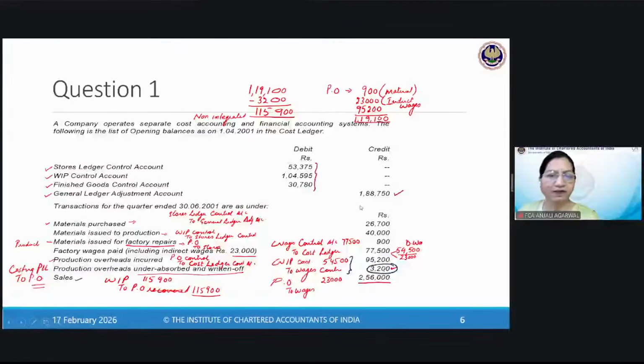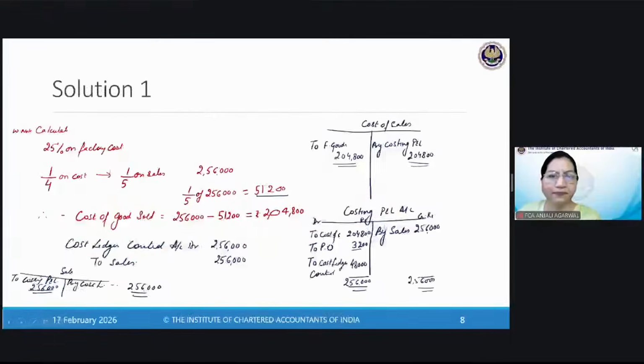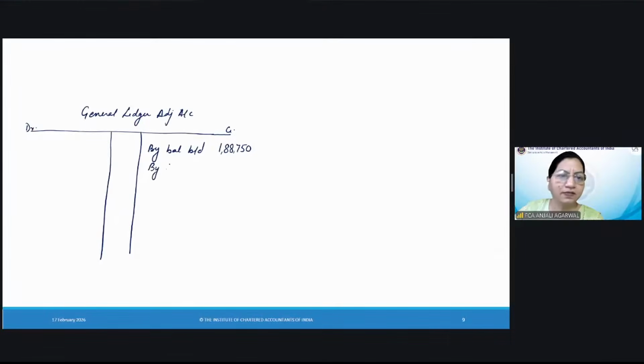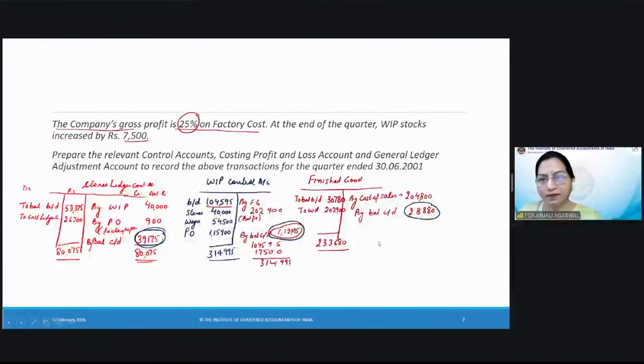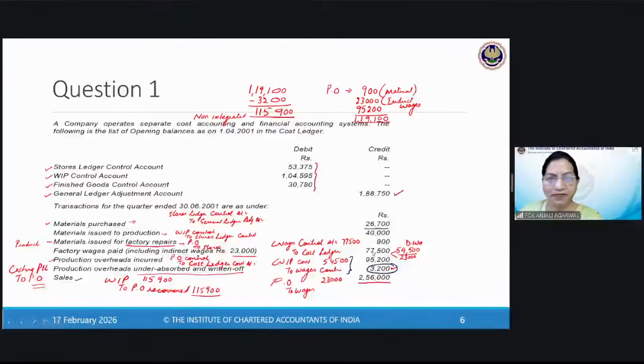Okay. Now, whenever you have incurred any expenditure, you have credited the general ledger adjustment account. So first you purchased raw material 26,700 by stores ledger 26,700. Then you have incurred wages, direct and indirect. So you have passed the entry wages control account. That was 77,500. Okay. So material is purchased.